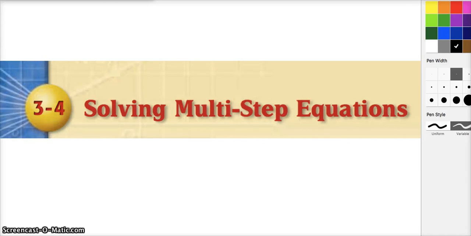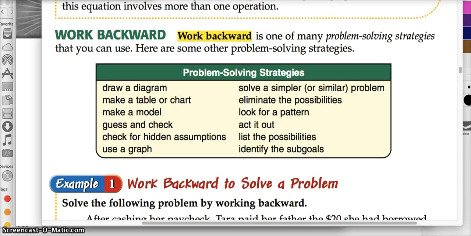How you doing? We are in chapter 3. We're looking at section 4. We're going to talk about multi-step equations. So our first vocabulary word is to work backwards. And basically working backwards, I think it's pretty self-explanatory, but it is one of many problem-solving strategies that we should use.